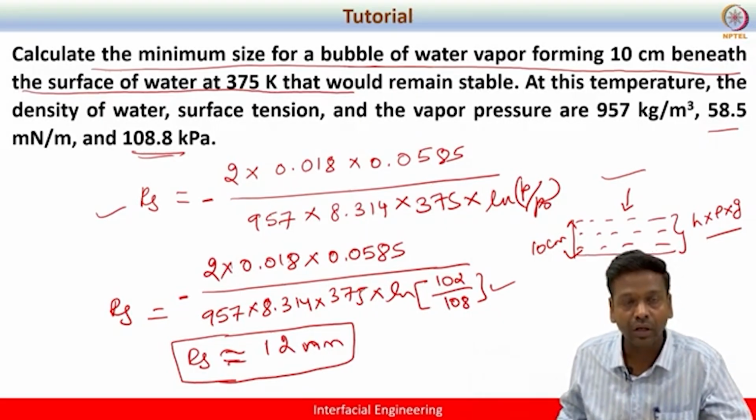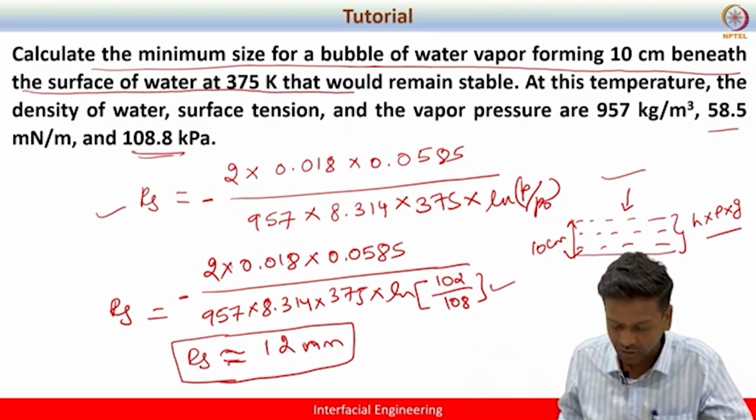Okay, so I'm sure these exercises will help you understand the application of Kelvin equation in a much better way.